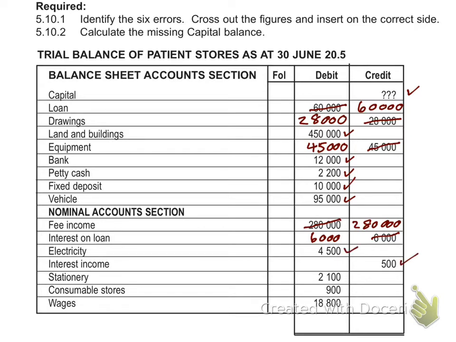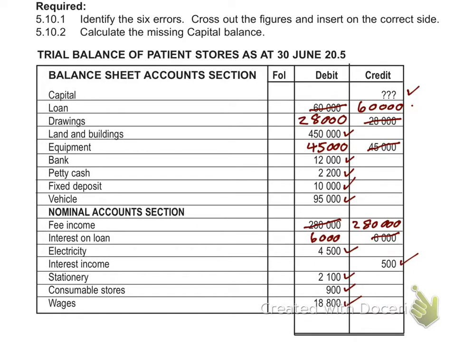Can you see that? And then we've got stationery. Stationery is on the right side. Can you see that? And then consumable stores on the right side. Wages, they're all on the right side. Now, can you see? They said how many errors we can count. There is 1.